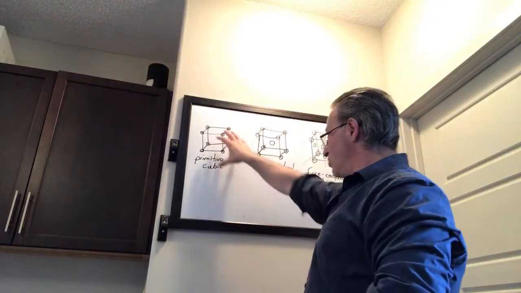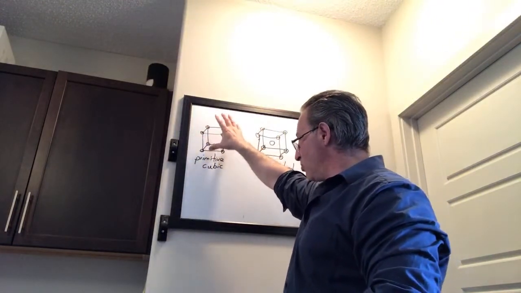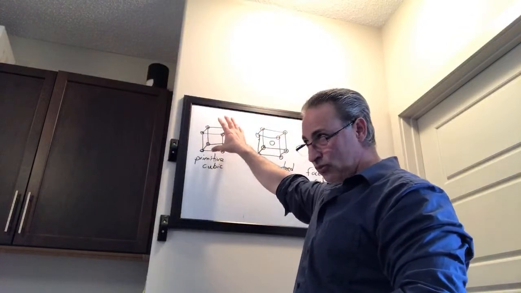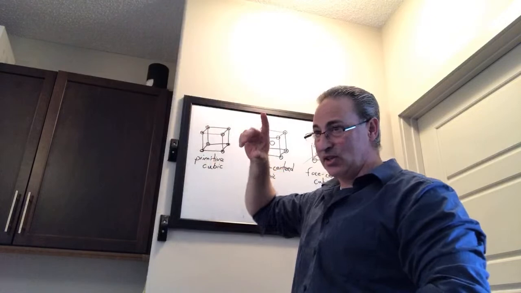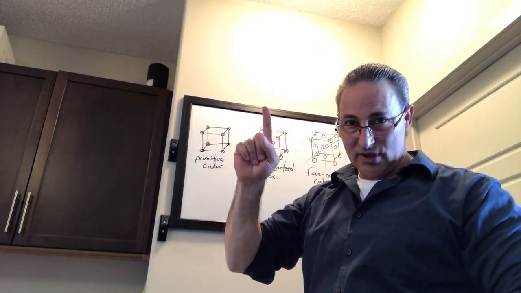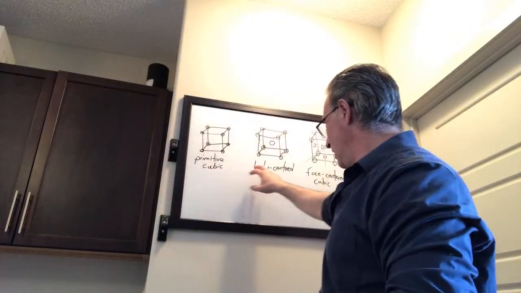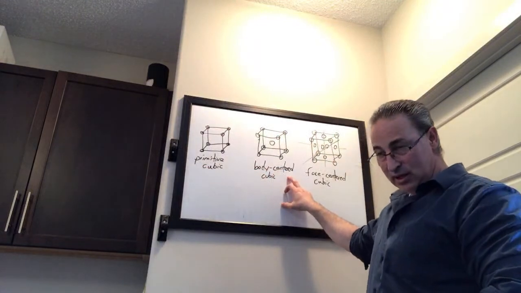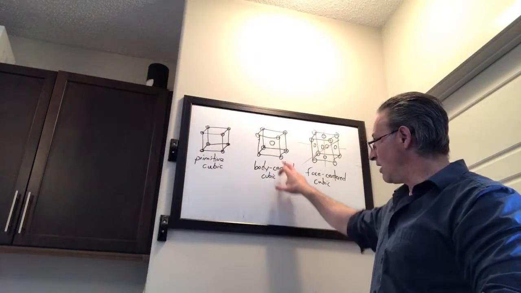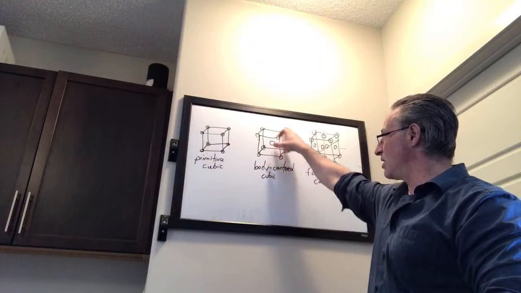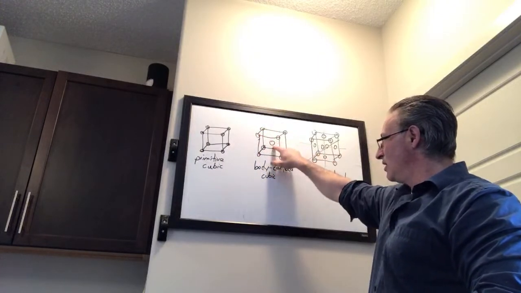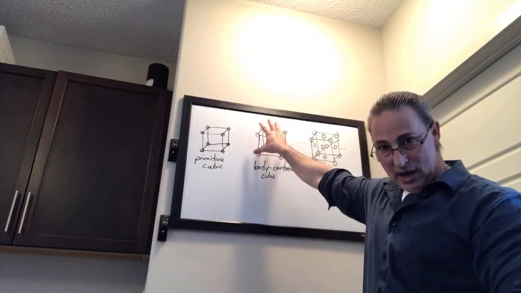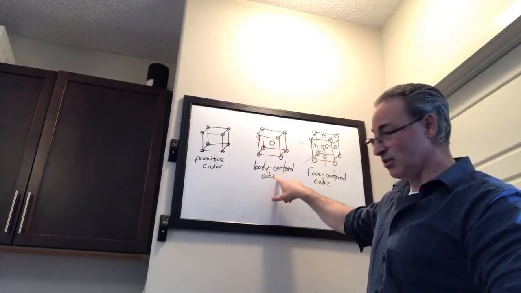So this primitive cubic geometry has 8 times 1/8. So basically you have 1 atom in the unit cell for primitive cubic. In a body-centered cubic lattice, you have an atom at the center of the lattice and then 1 at each corner. So each one of these is 1/8. There's 8 times 1/8 plus the one in the center. So 2 atoms are in body-centered cubic.